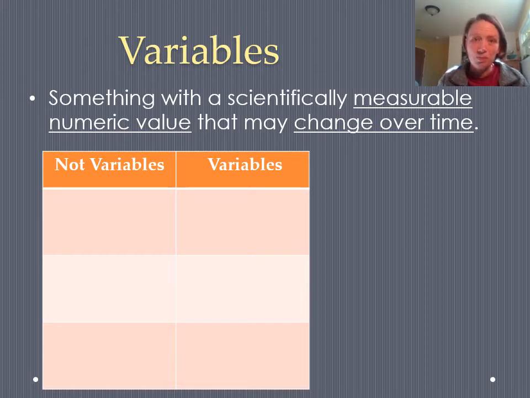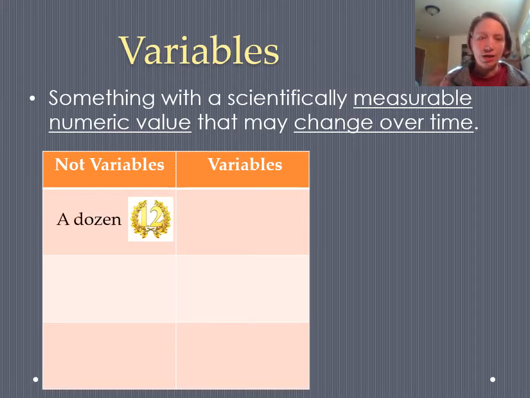If I wanted to give you some examples and not examples so that you can really start processing what variables are, something that is not a variable is a dozen. A dozen is a number, so it has a numeric value. It would meet that criteria, but it never changes. Dozens are always 12, so you can't say that's something that's going to change, therefore it's not a variable.